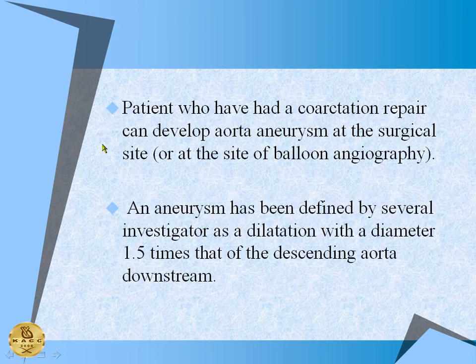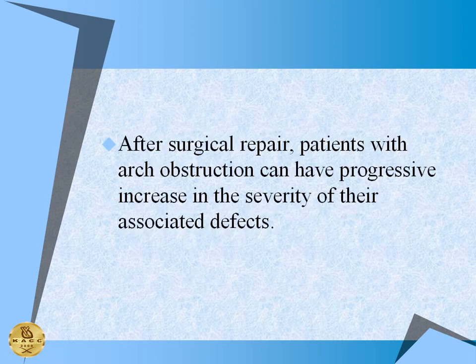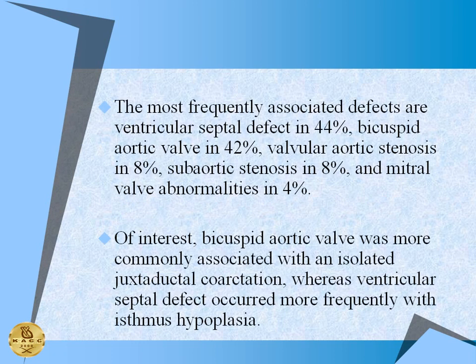Patients who have had a coarctation repair can develop aortic aneurysm at the surgical repair, and the aneurysm usually is defined as something 1.5 times the descending aorta below it. That's another thing to look for. After surgical repair, patients with arch obstruction can have progressive increase in the severity of their associated defects. Somebody with a mitral stenosis association, a subaortic stenosis association, may have it worsening after that because it's a continuous evolving process rather than just a fixed lesion.